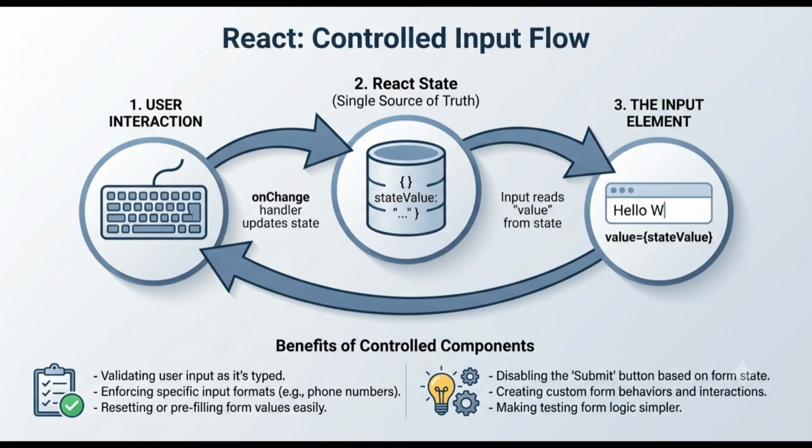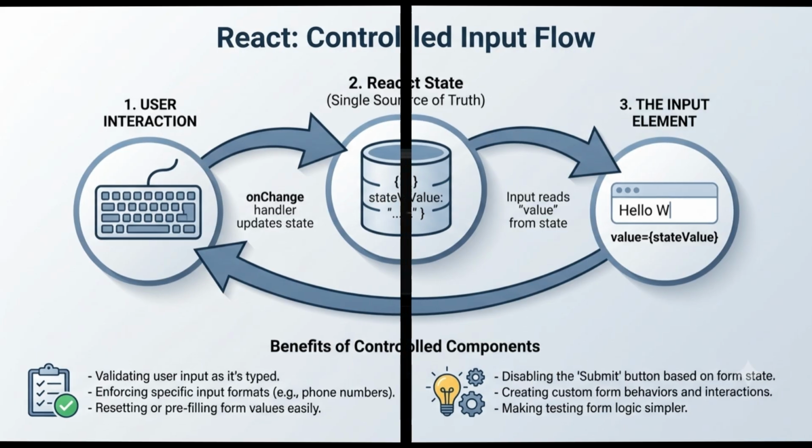The data flows in a circle. The user types, onChange updates state. State sets the value. The input shows the new value. Why go to this trouble? Because when you have the value in React state, you can read it, validate it, reset it, and pre-fill it at any time. You're always in control of what the form contains.